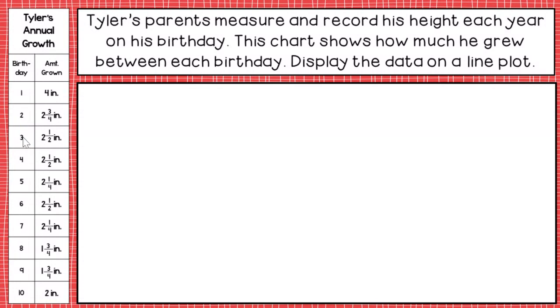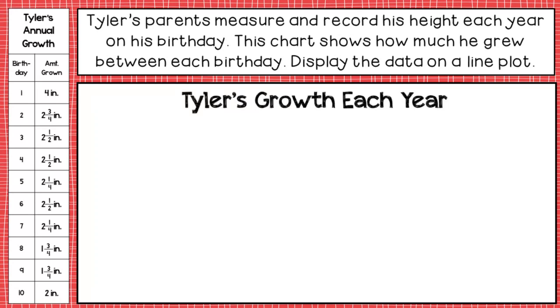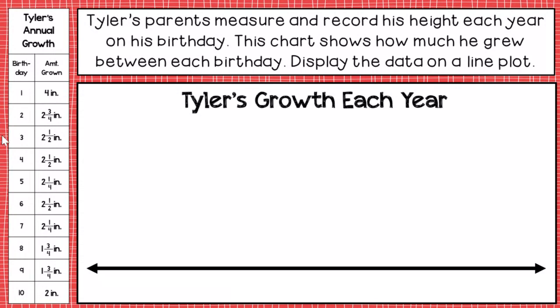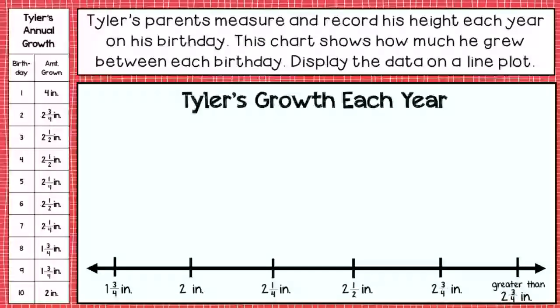And between his second and his third birthday, 2.5. And they kept track the whole way up until he was 10 years old. Now, let's take that data and let's make a line plot, shall we? I think we should. So we're going to go ahead and call it Tyler's growth each year. I'm going to go ahead and draw my line, and each measurement goes up by 1/4 inch. So I'm going to start with 1 3/4 because that was the smallest amount that he grew. And we're going to go the whole way up to greater than 2 3/4.